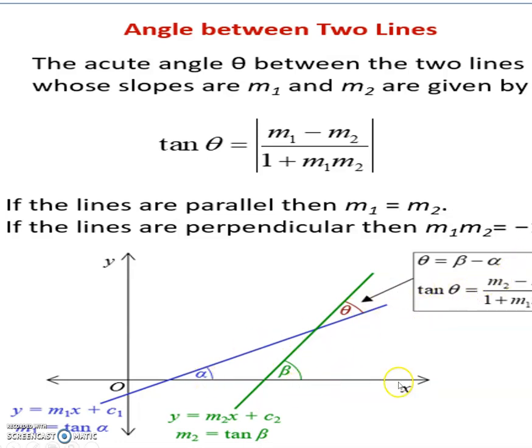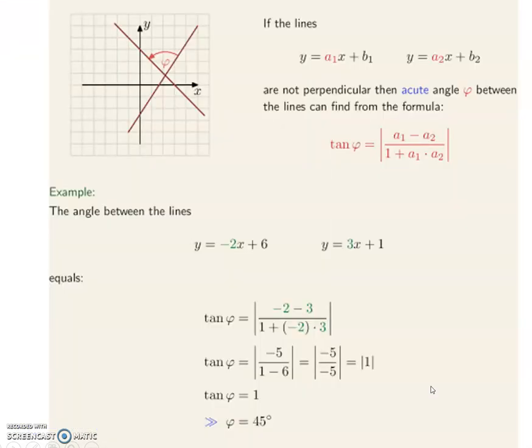Now, we have to take the next slide. Here, if the lines y is equal to a1x plus b1 and y is equal to a2x plus b2 are not perpendicular, then the acute angle phi between the lines can be found from the formula tan phi is equal to modulus of a1 minus a2 upon 1 plus a1 into a2.